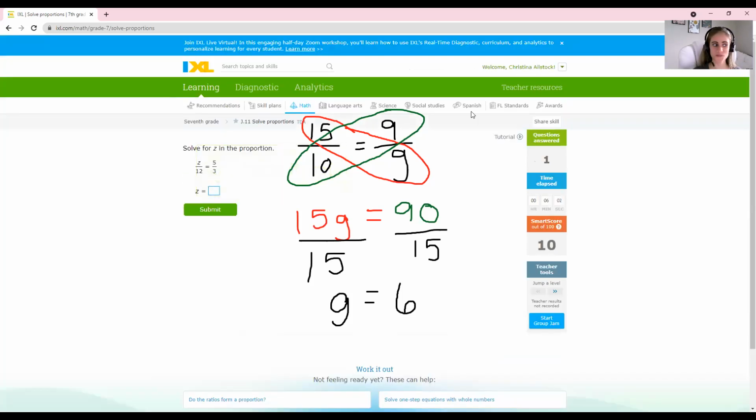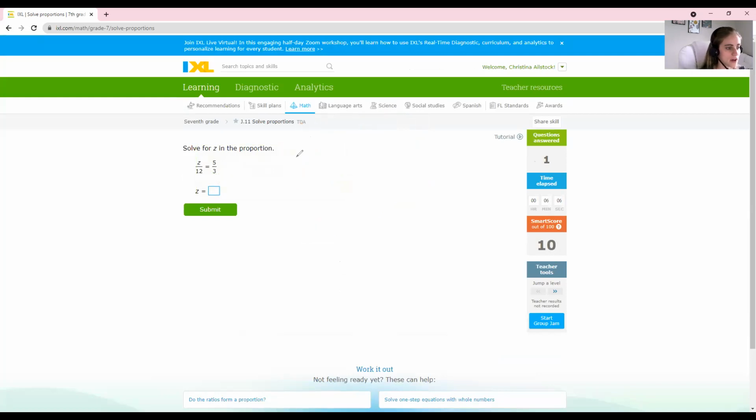All right, there we go. Let's try another one. This time we have Z over 12 is equal to 5/3. So once again, not only do I know it's a proportion because the directions tell me, but when I look at the problem, two fractions are said equal to each other. That means it's a proportion. And I can solve proportions by cross multiplication.